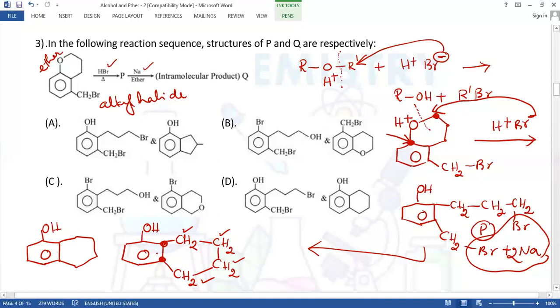Can you identify the answer now? So the answer is option D. You are given compound P and compound Q, and they are given here as an intramolecular product. What is an intramolecular product? It means that using the same carbon chain on the molecule, a ring is formed.